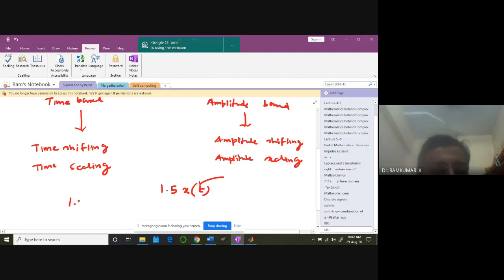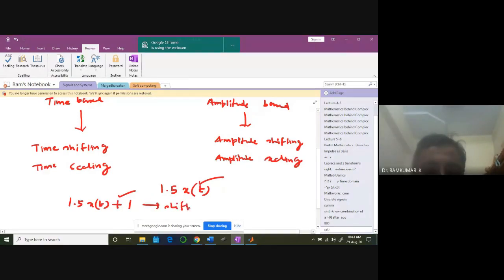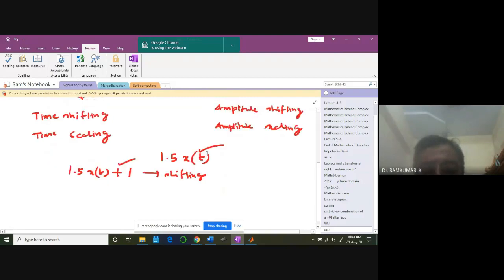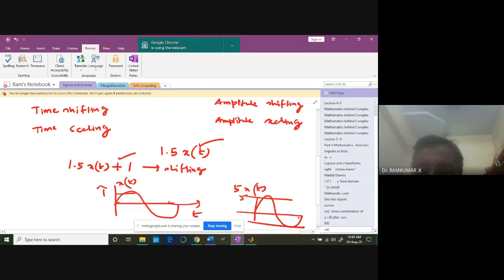Okay, when I do 1.5 times x of t minus or plus 1, what am I doing? Shifting the amplitude. You understand? So now when you are talking about some signal, initially the amplitude may be 1 or something. When I put 5 times x of t, what I'm really doing is, the signal amplitude is now getting raised to 5 from 1. You look at only the amplitude axis for this operation, 5 times x.